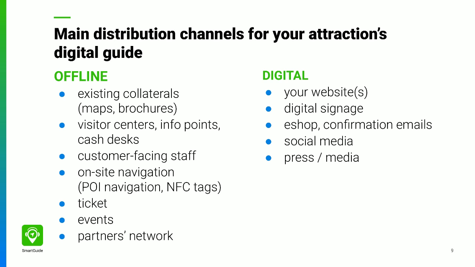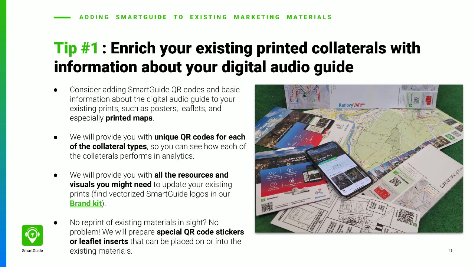If you are not sure what suits you best and how to implement it for the best distribution results, no problem. In the next part of the video we will discuss the best practices for each distribution channel and cover some useful tips. First of all, add information about your digital audio guide to your existing channels, especially your website and printed collaterals such as posters, leaflets, printed maps, or info tabs in physical navigation.